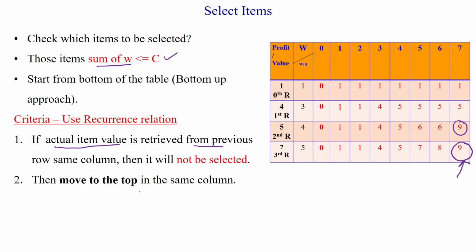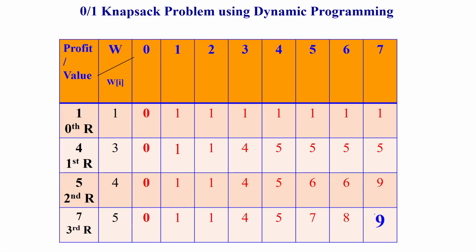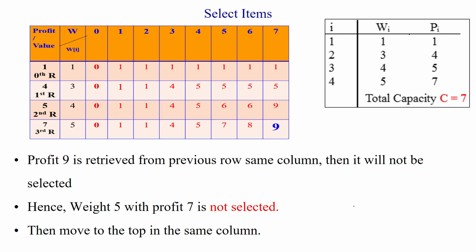Once again, repeating: if the profit value in this cell is similar to the previous row and current column, the same column, we should not select this profit, I mean select this weight. Then what to do? You have to omit this and move to the previous row. So we cannot select this because it is similar to this one.